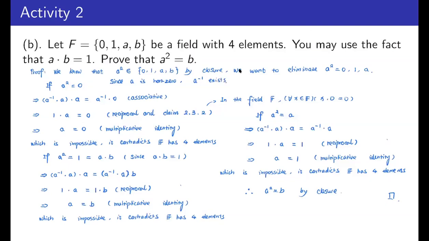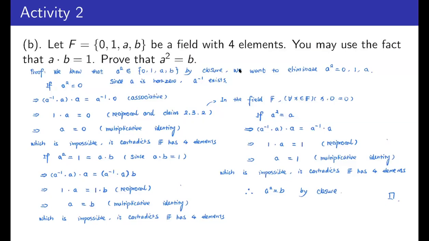Okay, so since we have an inverse, you can multiply a inverse on both sides. This side will give you a inverse times a, 1 times a, and this side will give you 0 by reciprocal and claim. So I used reciprocal on this side and I used the claim on this side. The claim 2.3.2 is talking about if you have any element x in the field, then 0 times x equals 0. So I used both, so I need to say that I used both.